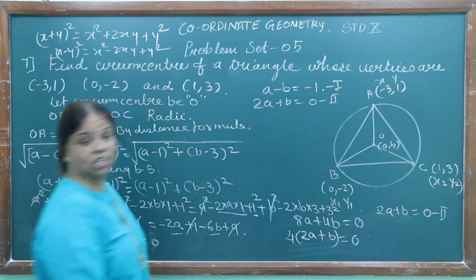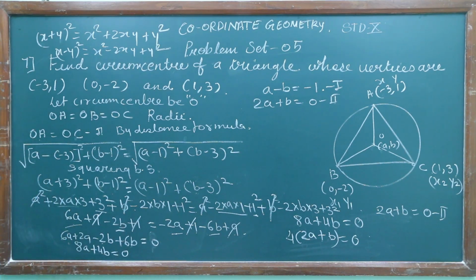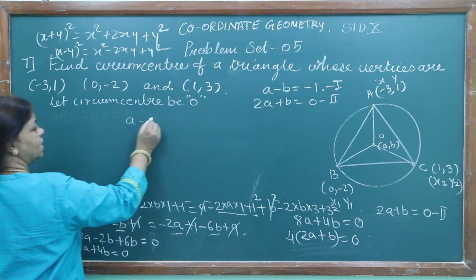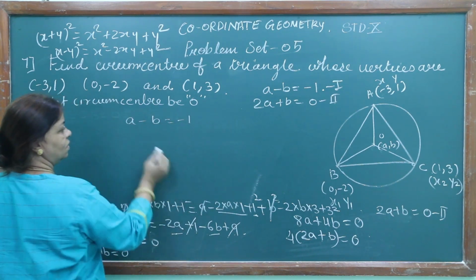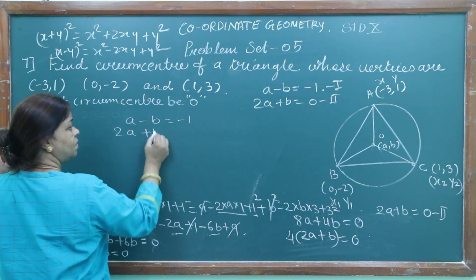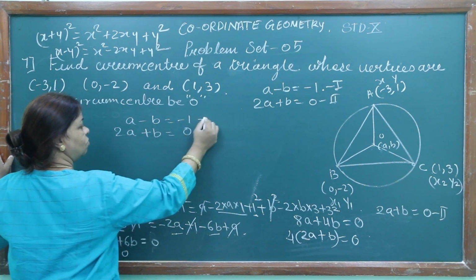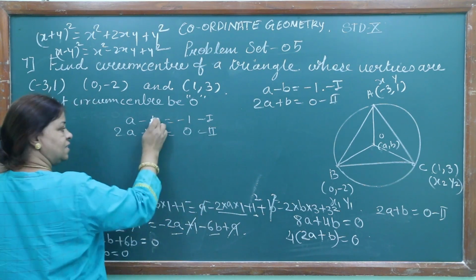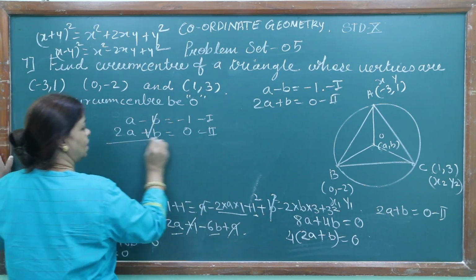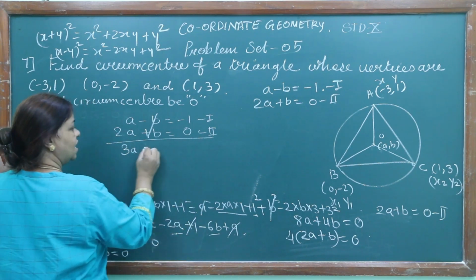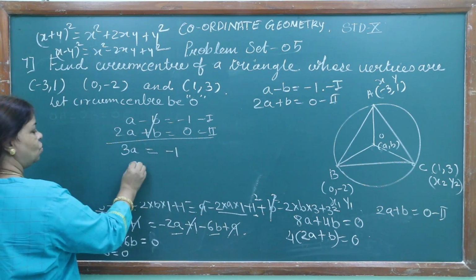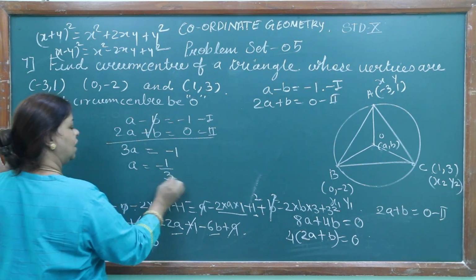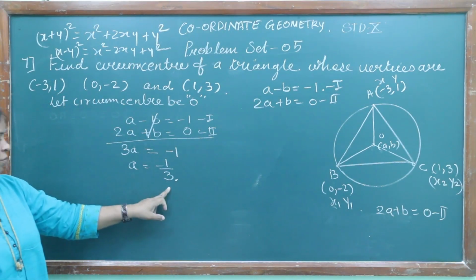Now I will be solving these two simultaneous equations. Let me rub this. You can pause and you can solve, children. a minus b is equal to minus 1. 2a plus b is equal to 0. First and second equation. These two are opposite sign and same value, so they get cancelled, and you are left with 3a is equal to minus 1. So a is equal to minus 1 upon 3. A value you got, minus 1 upon 3.